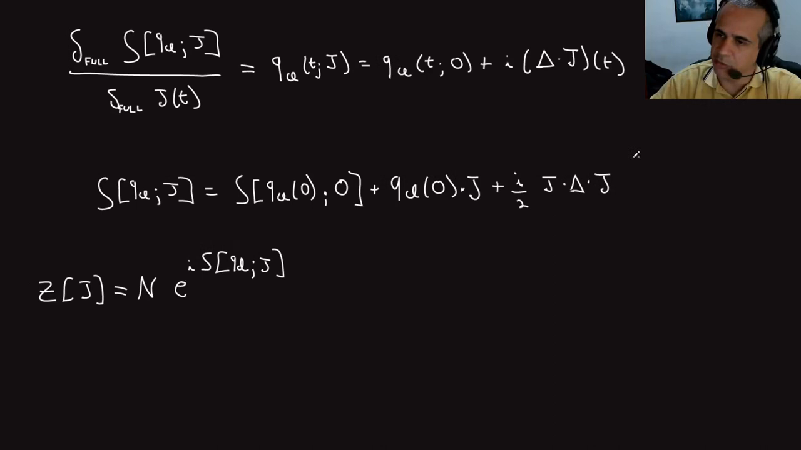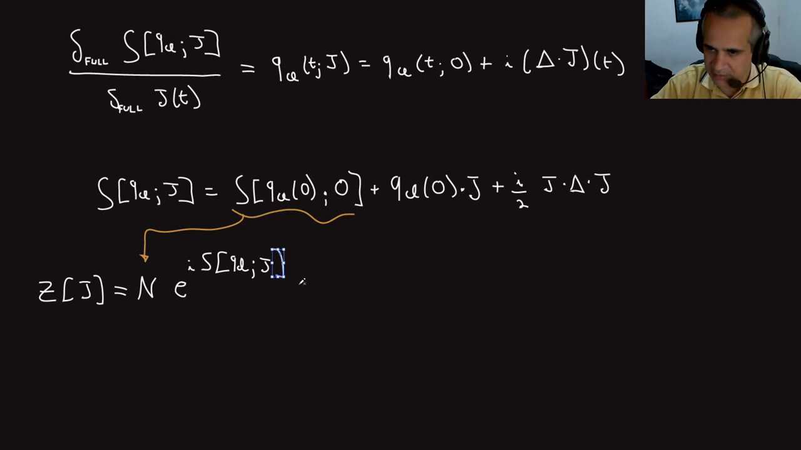This guy will be just the exponential of a constant, which, of course, I can include in my dump of constants here. I just put a prime, but I won't even care. The exponential of i times this goes into this N, which is just some complex number, and the other two terms I can write explicitly. So this will be equal to N. It's not the same N, but I don't care.